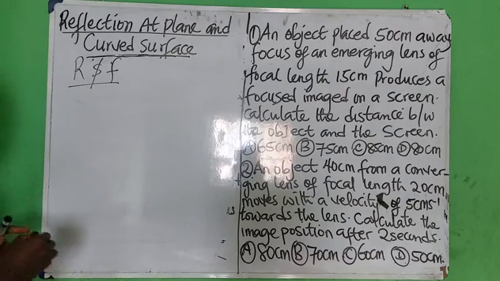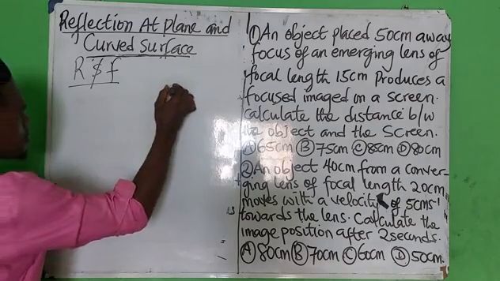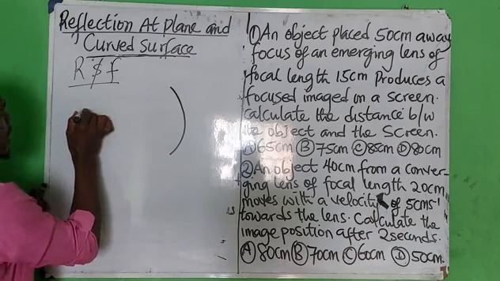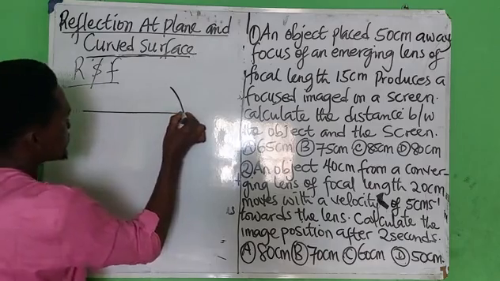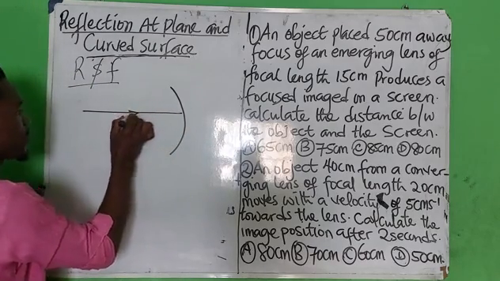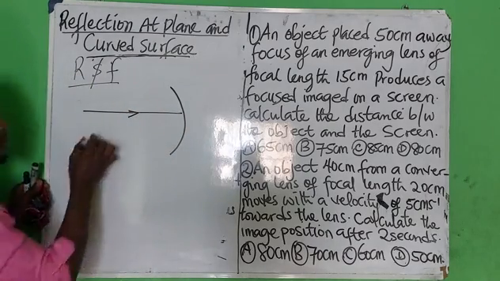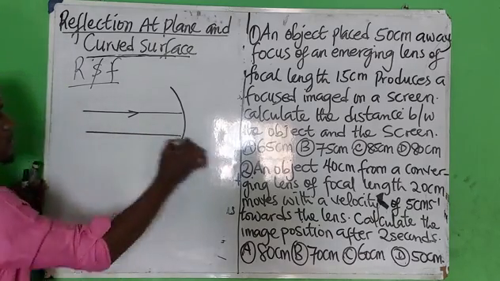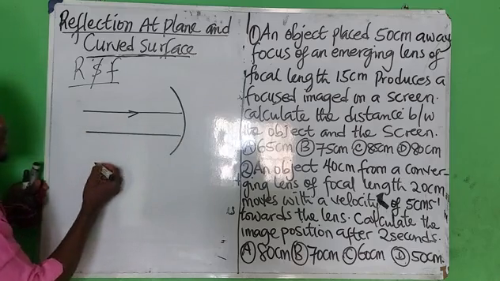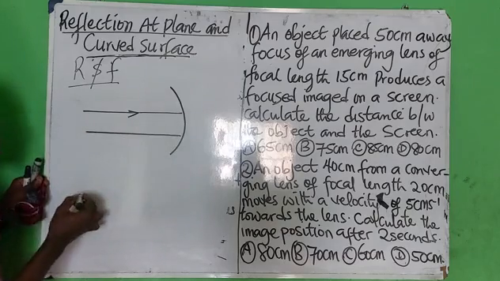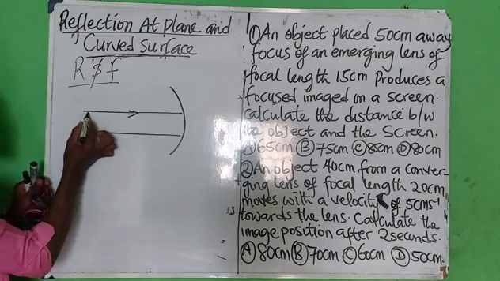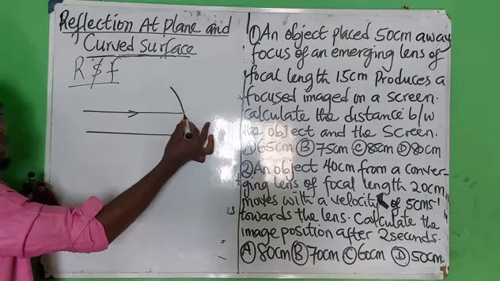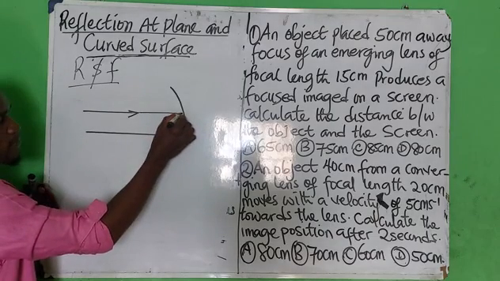Now, if I have a surface such as this, I have an incident ray. Of course, don't forget your principal axis. You know this is the principal axis, right? Now, you agree with me that as soon as this incident ray touches the surface of this mirror, what do you think will happen? It will reflect.